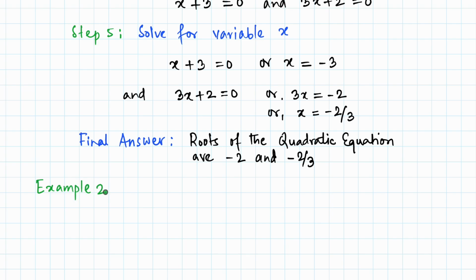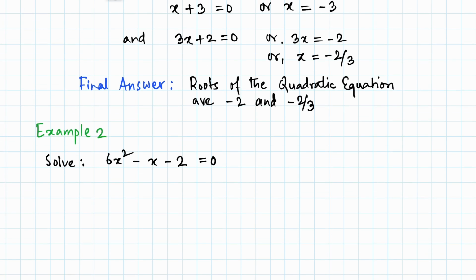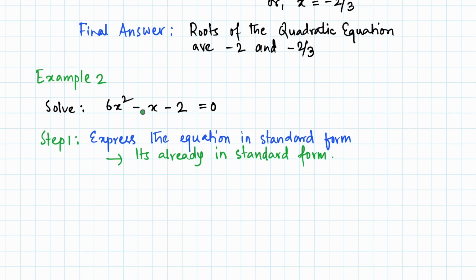Now example 2. Solve the equation 6x square minus x minus 2 equal to 0. So now this is becoming a little bit tricky, where we have a negative sign in the middle term, and let's see how we're going to tackle this kind of problem. Now first express the equation in standard form, which already the equation has been given in, so we need not convert it into standard form.